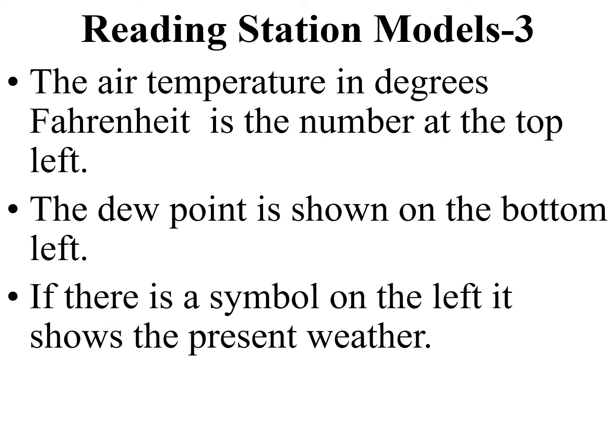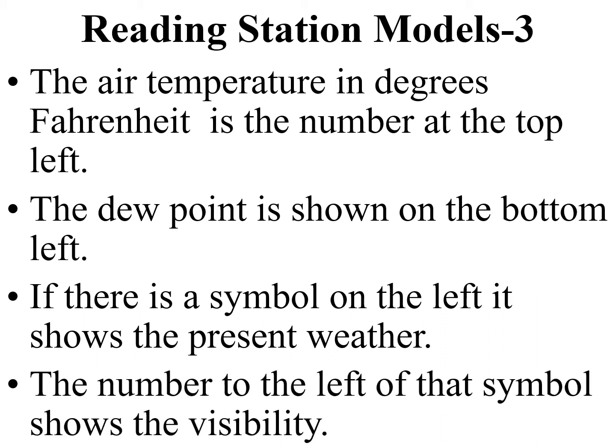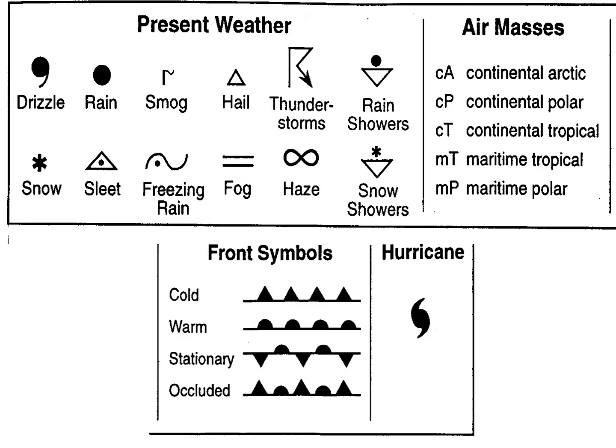If there's a symbol on the left side of the station model, it shows what the present weather is. The number to the left of that symbol shows the visibility. Very often that's not there unless it's an important visibility, like a lack of visibility. So these are the symbols for the present weather. Notice rain would be a dot. Thunderstorms would be this neat symbol here. Snow right here. But is there anything to memorize? No, this is on your reference tables. It's right by that station model diagram. So everything you need is at your fingertips. When you see a symbol there and they want to know what the present weather is, there it is. It's right there.